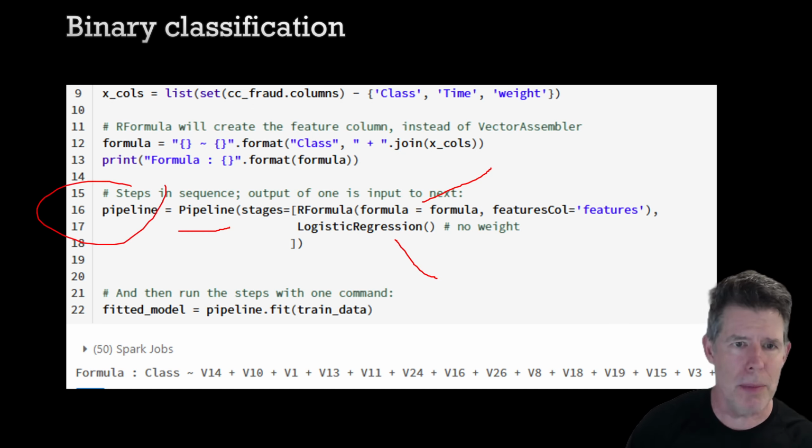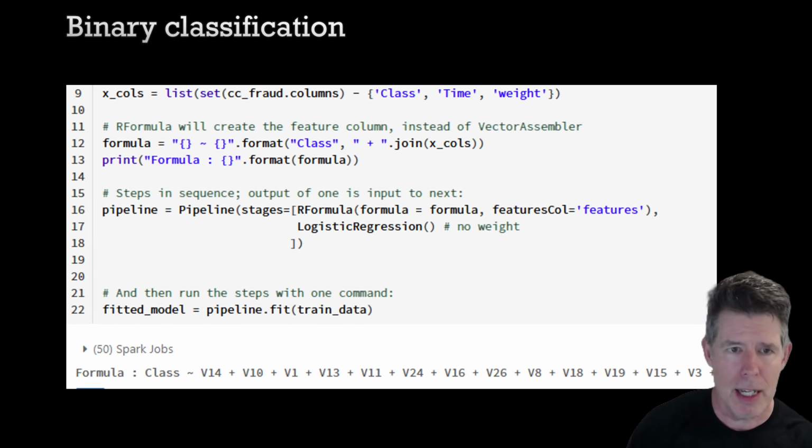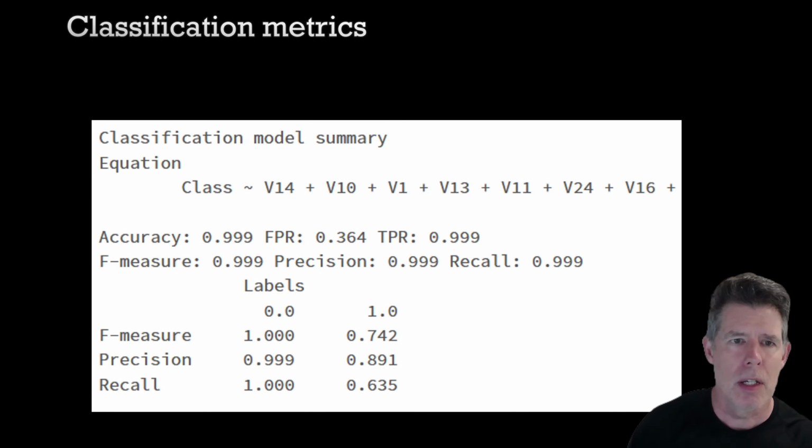So once we have this pipeline, we're going to fit it to our training data. And once we have that training data fitted to this pipeline, we get a model. And with that model, we can print out some information on how well the model fit against the training data. And I'll show you how to do this. I've got a function that prints out this information.